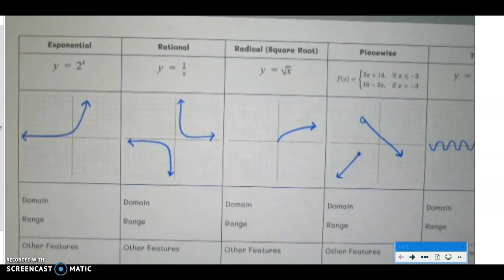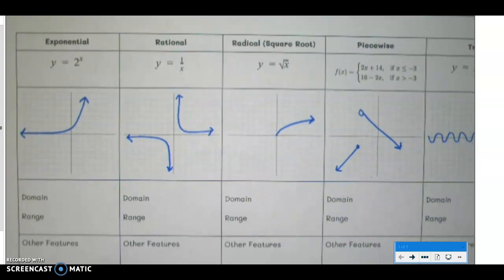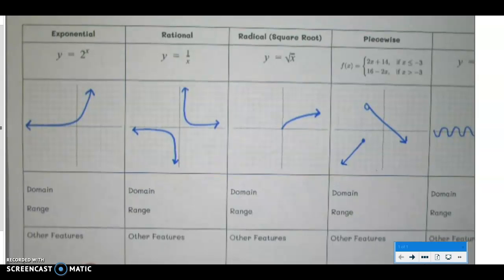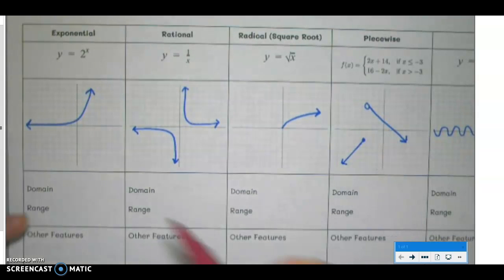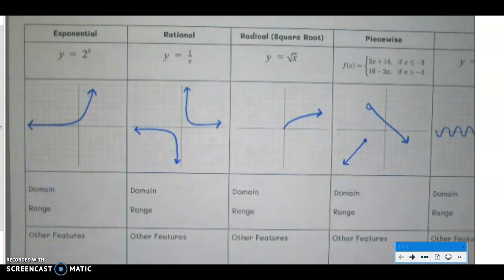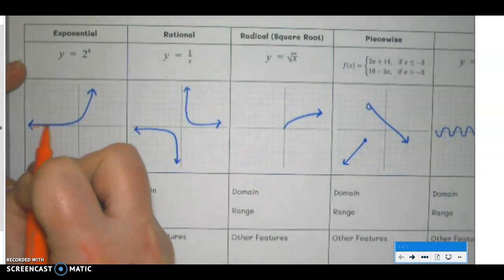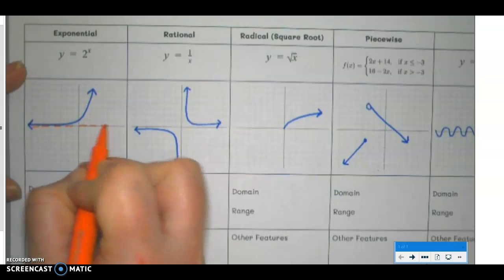All right, so again, go ahead and pause and graph the ones that you can see. All right, one of the features that an exponential function has that the others don't all have is a horizontal asymptote.